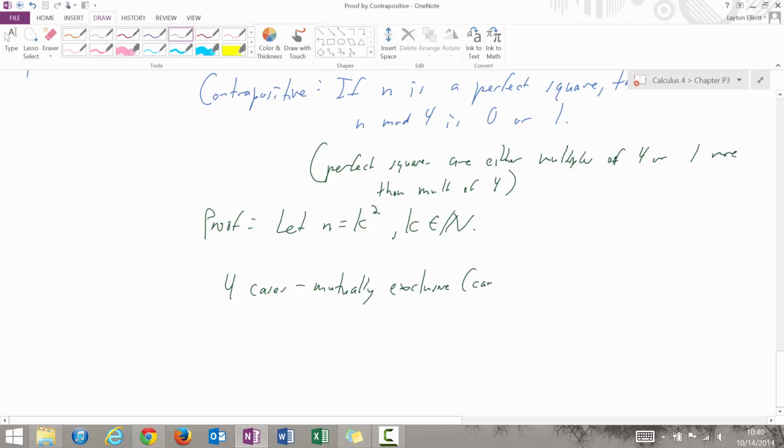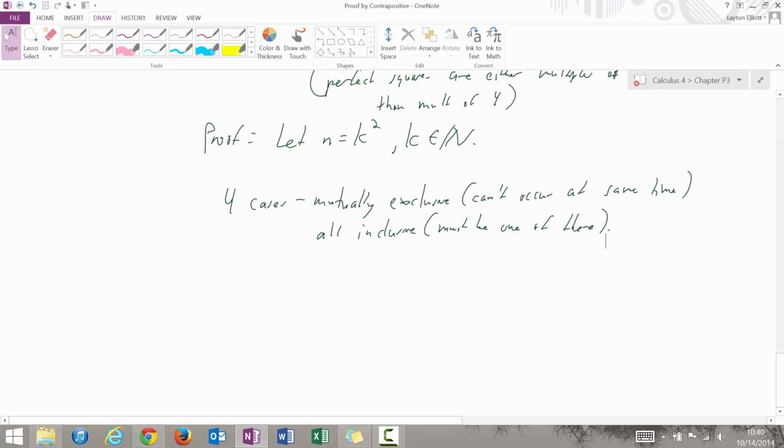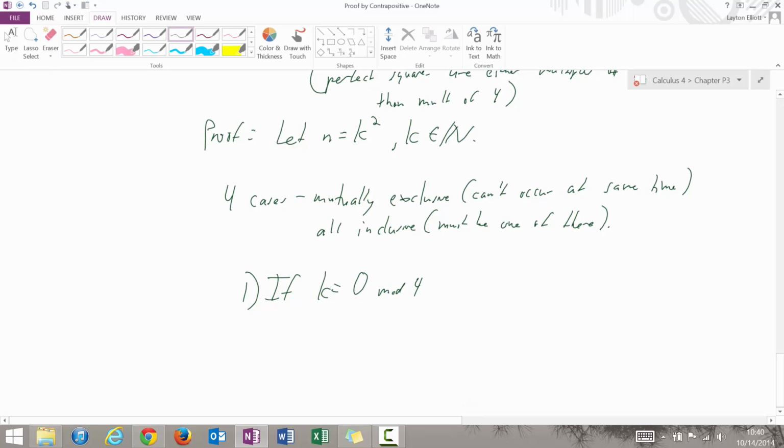So 4 cases, and these are mutually exclusive, which means they can't occur at the same time. And these are all inclusive, meaning it must be one of these possibilities. So these 4 mutually exclusive cases for k means that we have case 1 where k is equal to 0 mod 4, which means that k is a multiple of 4.